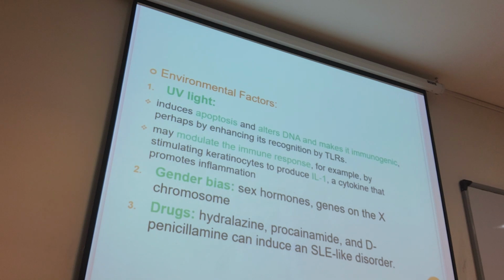The drug penicillamine. Is it related to beta-lactam drugs? No, penicillin is different. This is penicillamine. That is penicillin.